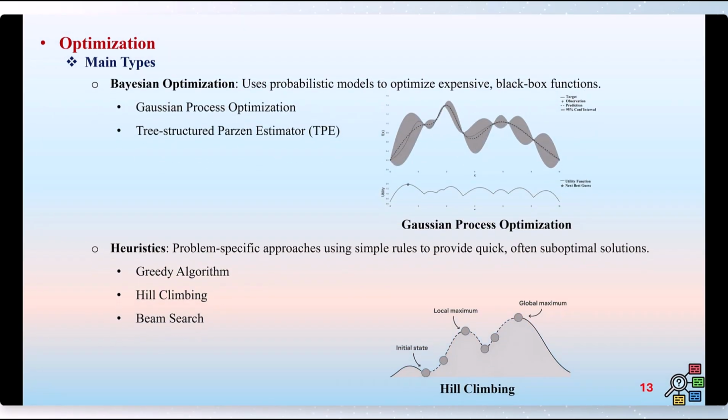Also, we have Bayesian optimization, which uses probabilistic models to optimize expensive black box functions, like Gaussian process optimization or tree-structured Parzen estimator, or TPE. Also, heuristics, problem-specific approaches using simple rules to provide quick, often suboptimal solutions, like greedy algorithm, hill climbing, and beam search.